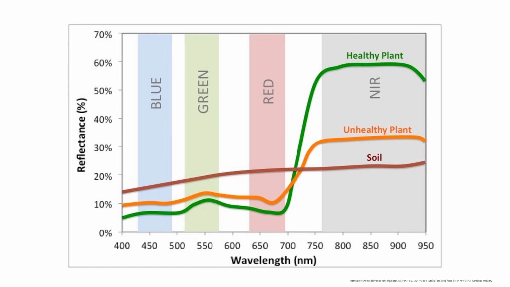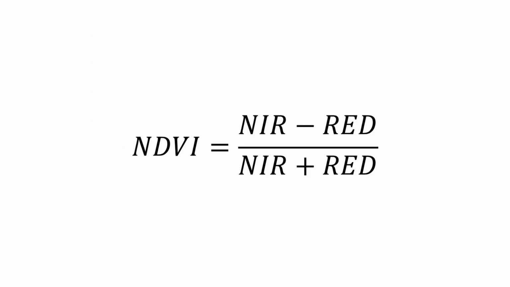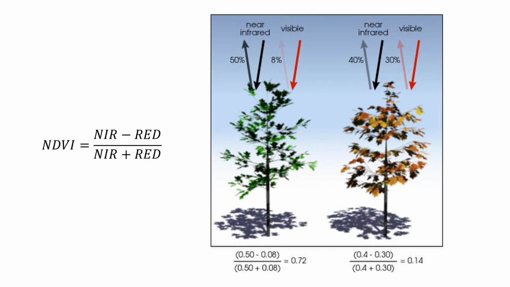As you can see, in the near-infrared, or NIR region, a significant amount is being reflected by healthy plants, while it is mostly absorbed by inorganic materials. This is the basis for the most common vegetation index, the Normalized Difference Vegetation Index, or NDVI, which is a comparison of light reflected and absorbed in the NIR and red wavelengths.